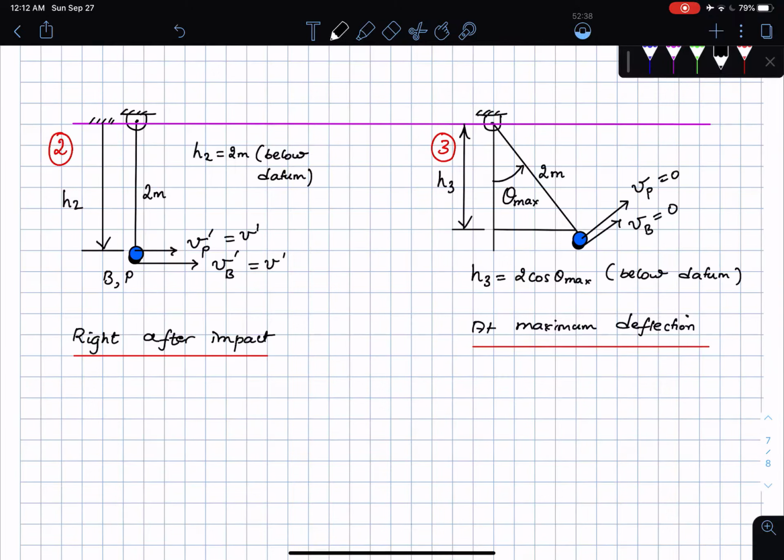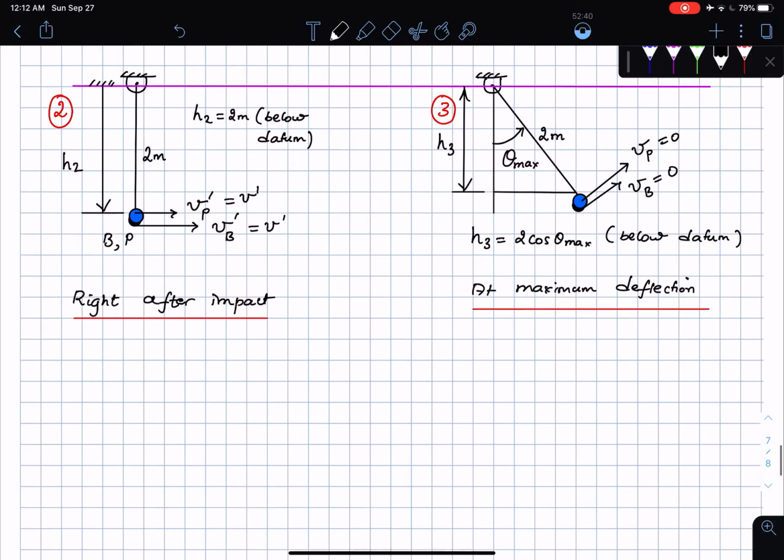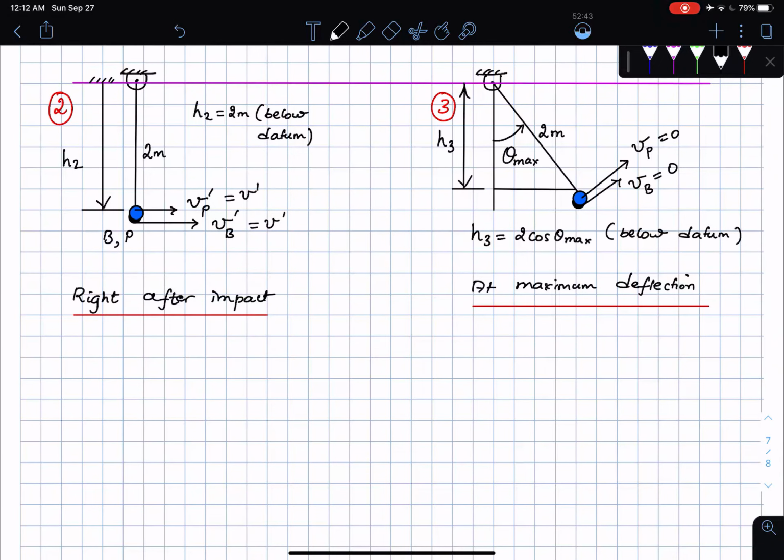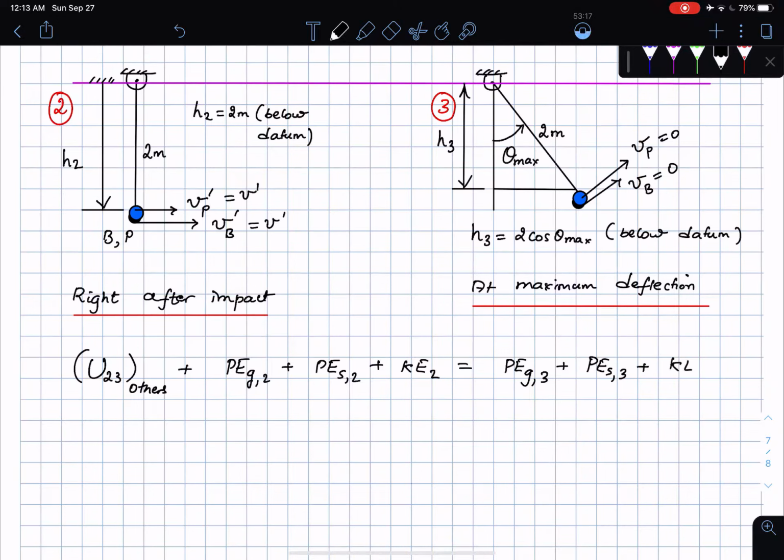Okay, so we have all of these done, and now what I'm going to do is apply the work energy theorem between position 2, right after impact, and position 3, the maximum deflection position. So what is the work energy theorem? I have U 2-3 others plus potential energy due to gravity at position 2, potential energy due to the spring at position 2, kinetic energy at position 2. This is going to be potential energy due to gravity at 3, potential energy due to the spring at 3, and then kinetic energy at position 3.